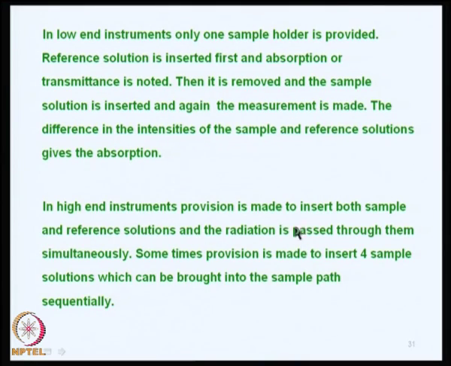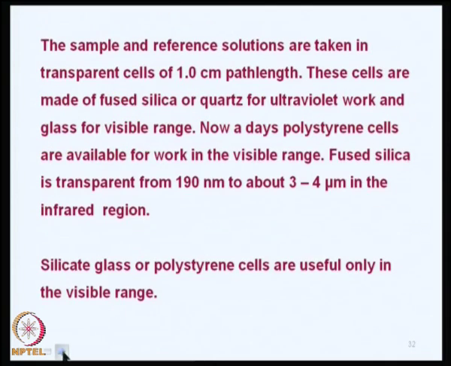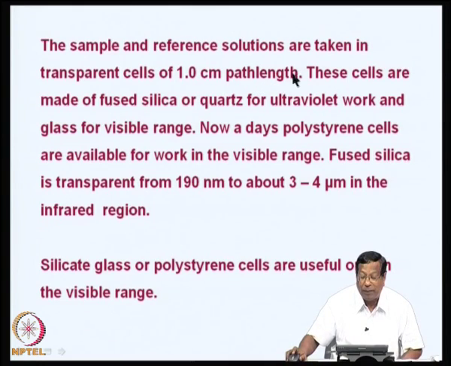In a high end instrument, to insert both sample and reference, you have to split the incoming radiation into 2, so that any changes in the incident radiation affect the sample and blank simultaneously, giving you a purer absorbance. The sample and reference solutions are taken in transparent cells of 1 centimeter path length.